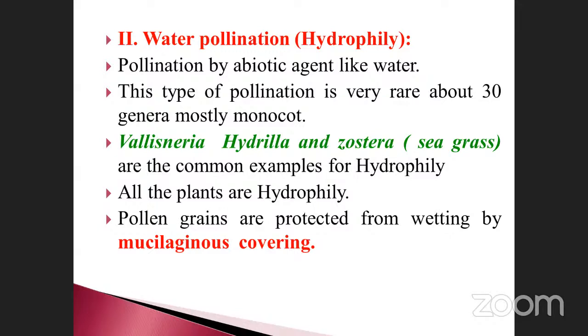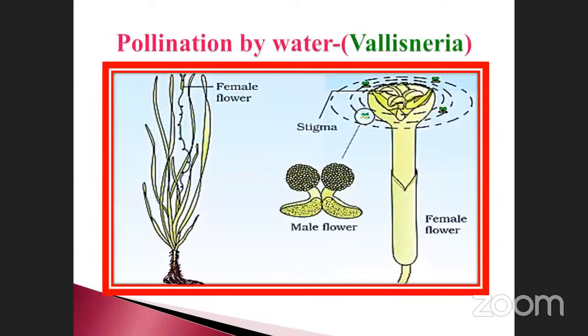Just imagine, suppose the hydrophytes produce pollen grains that easily get wet in water. What happens? It will not reach the stigma. It will not produce gametes. So that's why the mucilaginous covering protects the pollen grains, so they will not easily dissolve in water. That is very, very important. Already you know about these things. See, so this is called pollination in water by Vallisneria.